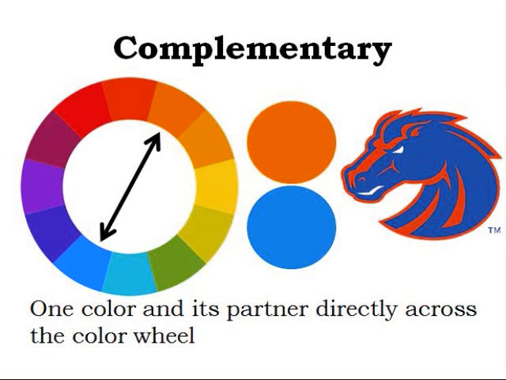Complementary colors play off of each other and really make the other pop or appear more vibrant. This is why many sports teams use complementary colors. The combination I chose for this exercise is orange and blue, as seen in the Boise State football logo.